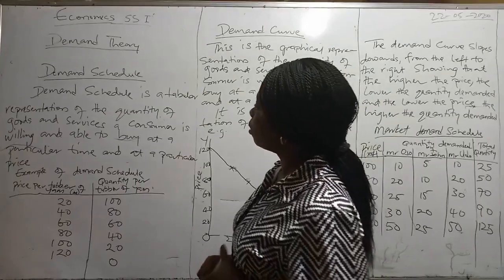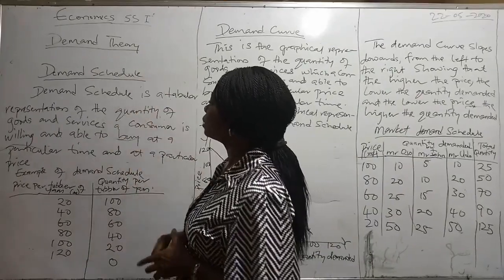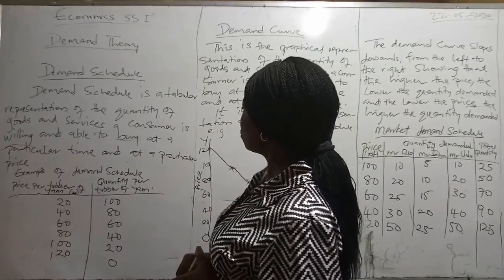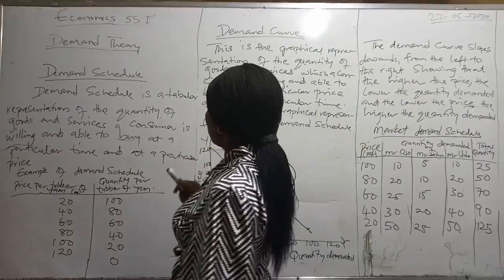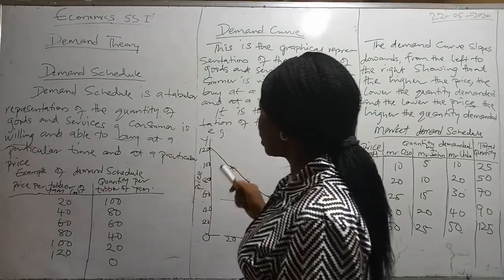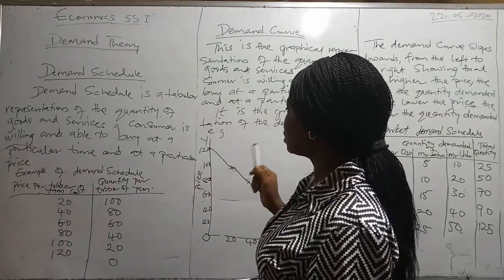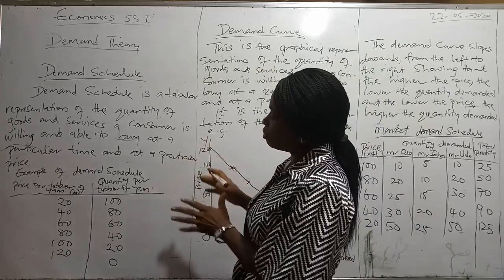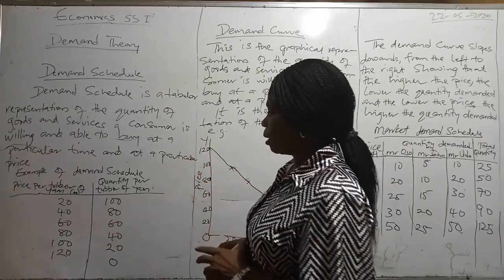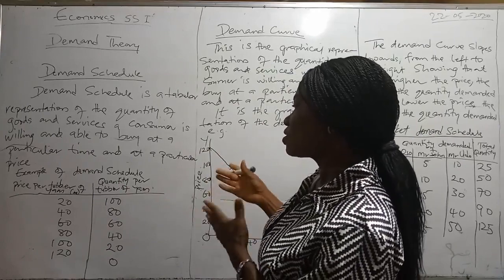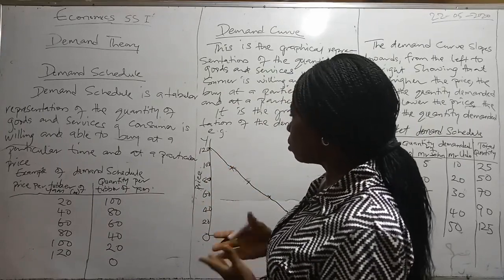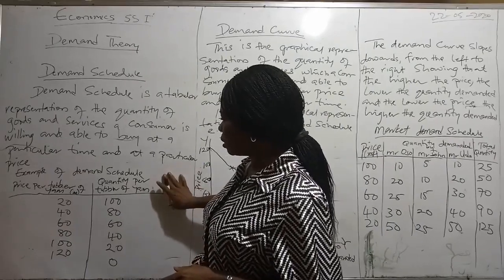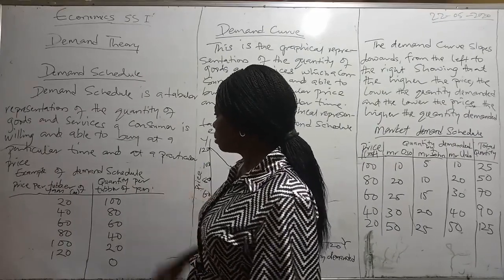And the lower the price, the higher the quantity demanded of that commodity. Okay, from the law of demand, we now look at demand schedule. Demand schedule is a tabular representation of the quantity of goods and services a consumer is willing and able to buy at a particular time and at a particular price. You want to see the behavior of a consumer towards the price of the commodity he or she wants to buy. And this can also represent the individual demand.